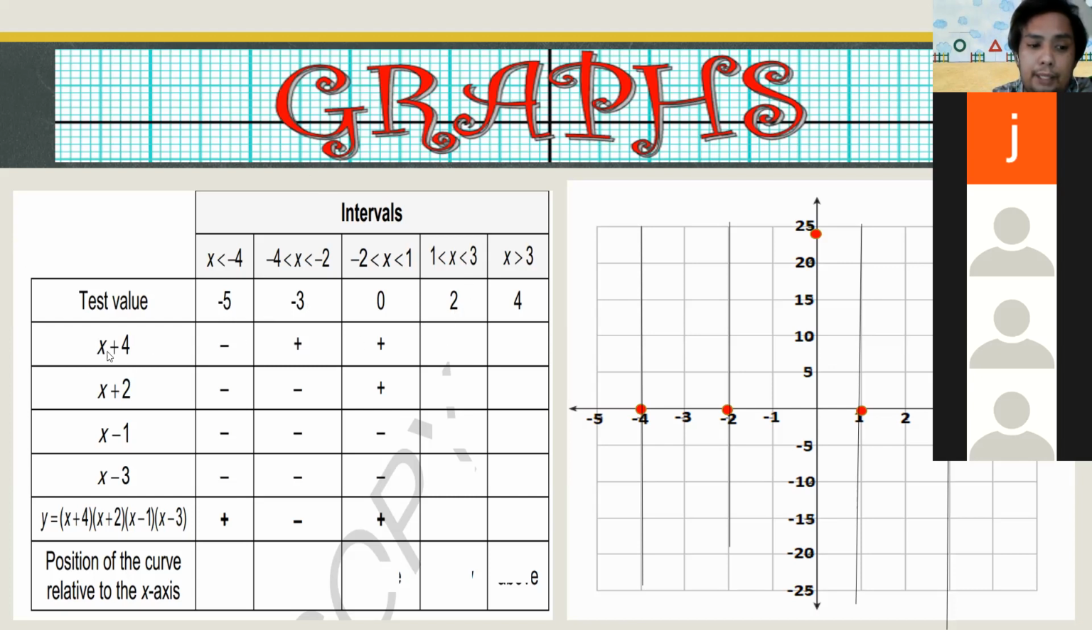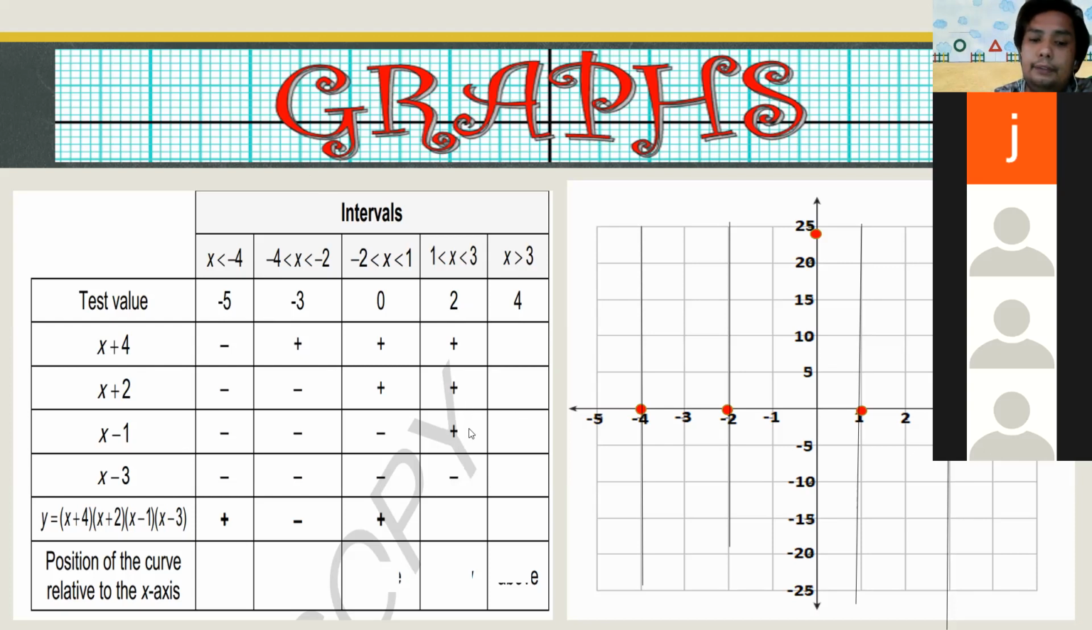6, sir. Let's substitute in x. That will be 6, that's positive. 2 plus 2, positive 4. 4, positive 4. 2 plus negative 1, that's 1, sir, positive 1. Positive 2 minus 3, negative 1, sir. So that's positive times positive, positive, sir.